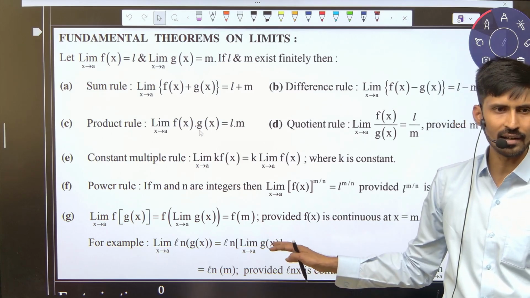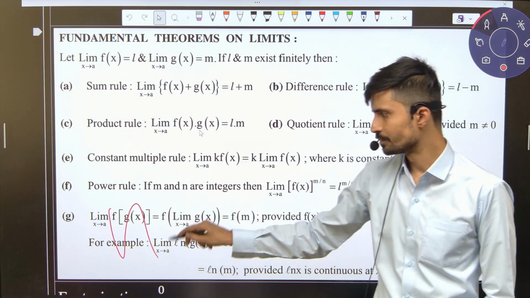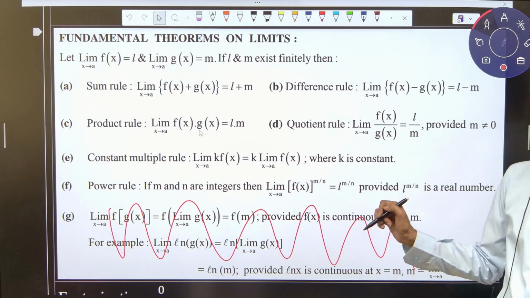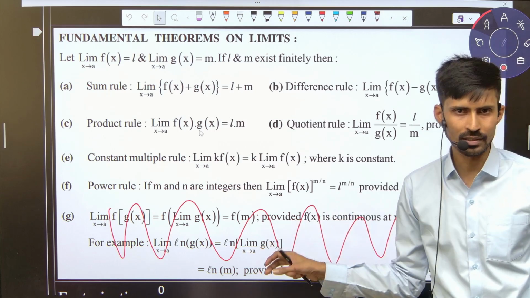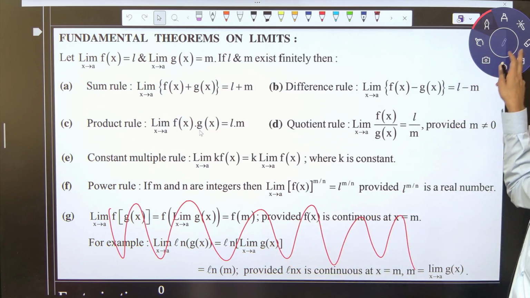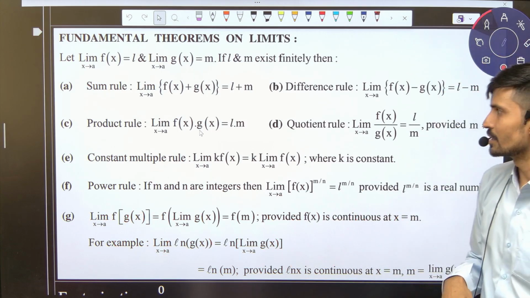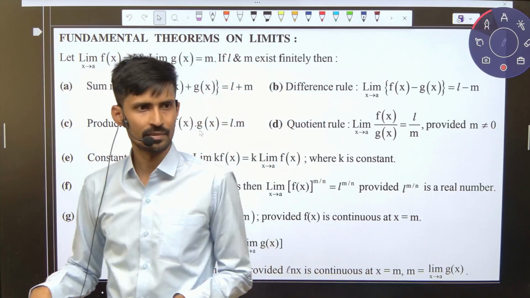And the g part, don't write like this. I will give you one shortcut way to understand that. There is a lot of English present over there, and that much English is not required. See, what is that English?